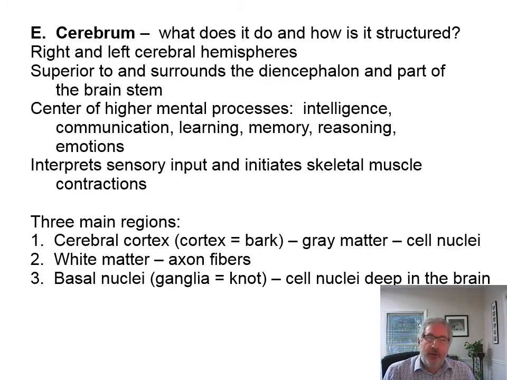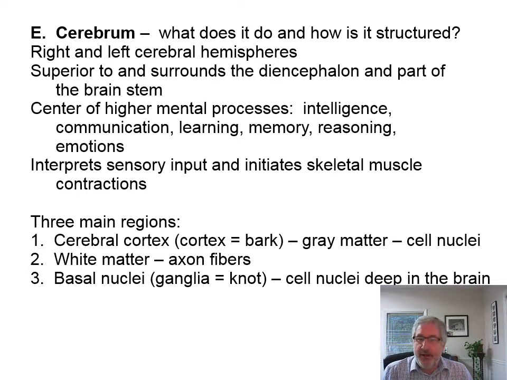Okay. So cerebrum, what does it do and how is it structured? Well, we talked about right and left cerebral hemispheres, and they are superior to and surrounding the diencephalon, and surround part of the brainstem as well, and is over the top of the cerebellum. It's the center of higher mental processes, intelligence, communication, learning, memory, reasoning, emotions. You get sensory input coming in, and you initiate skeletal muscle contractions going back out of it. Three major regions are the cerebral cortex. Cortex meaning bark is the gray matter. Cell nuclei are in the gray matter, just like we talked about for the cerebellum. And white matter are the axon fibers.